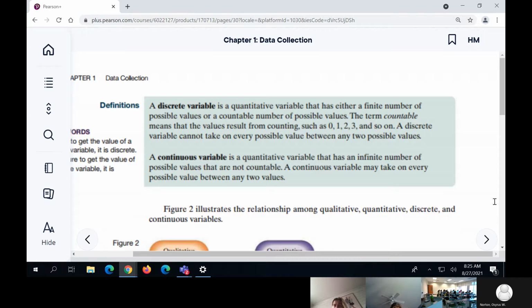So let's talk about it. What is countable? Somebody give me an example of something that's countable. You can count the number of dogs. The number of dogs. Good. I like to use eggs because eggs is everything, simple to think about.